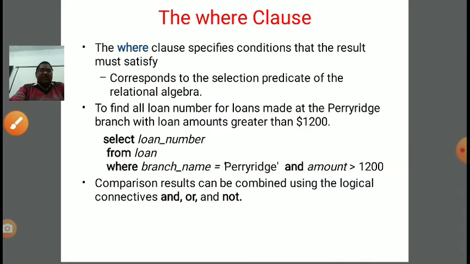So comparison results can be combined using the logical connectives and, or and not. So these logical connectives we can write in order to satisfy more than one condition, either simultaneously, or an or condition, or an and condition, or a not condition, right?